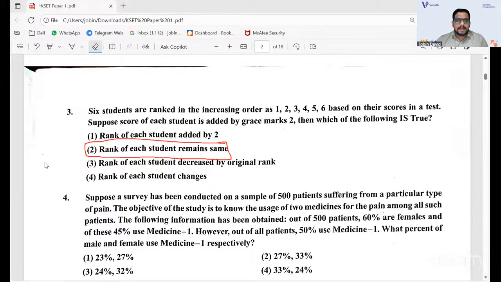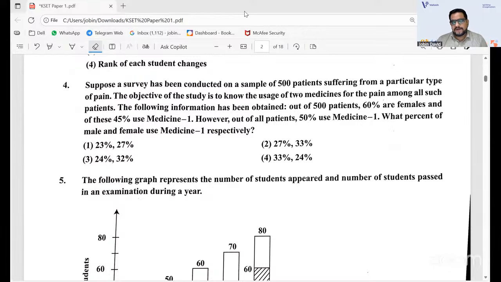Okay. And with the fourth question that we have, it's a survey conducted on a sample of 500 patients suffering from a particular type of pain. The objective is to study and know. So when you read the question, it is a type of percentage. And now, when I check the options, out of all patients, 50% use medicine one.